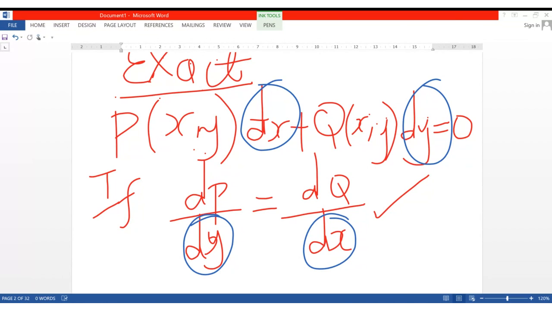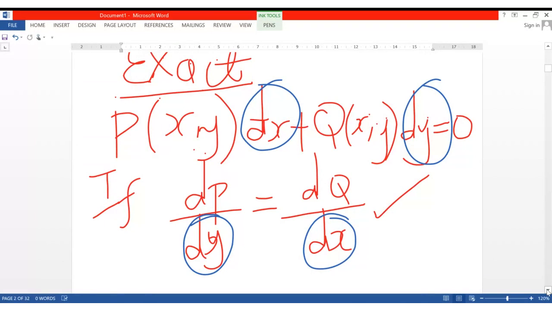If this condition is not satisfied, then it is not exact and you cannot solve it this way. Either you solve it by separation of variables, or by the integrating factor, which I'll come to later on. But for now, this is how you check. Let's do the first example. An example will demonstrate all these for you.